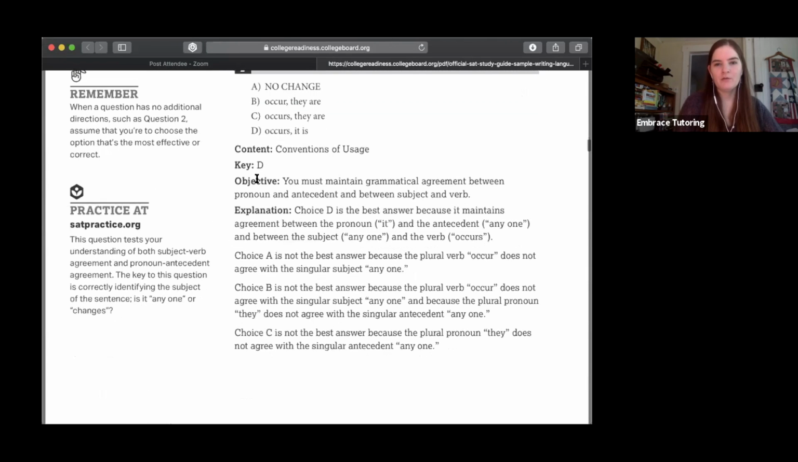Here, this is a grammar type question. It's dealing with conventions of usage. So you're focusing on which response makes the most grammatical sense in terms of writing. Okay, so dealing with writing and editing type of conventions.